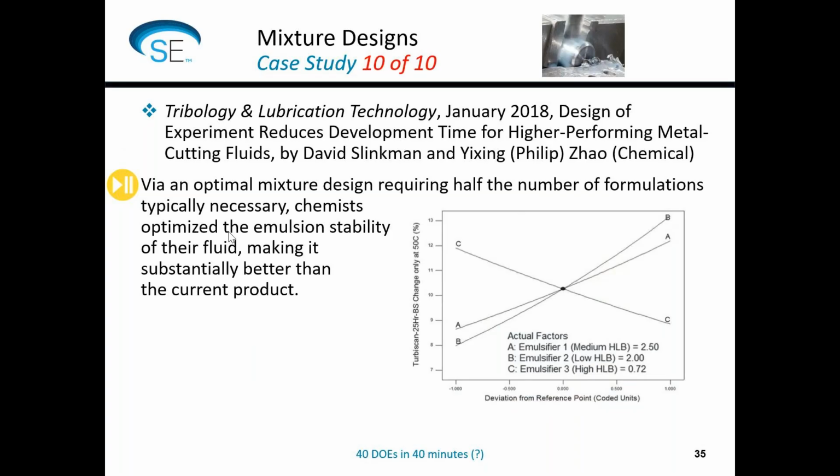This was a cutting fluid, and the notable thing here is you see this trace plot, which I like to look at as kind of an overall view of the main component effects. And you can see that the emulsifier C has a big negative effect, and then A and B are positive going up from left to right. A combination of these three, they were able to get a more stable product.